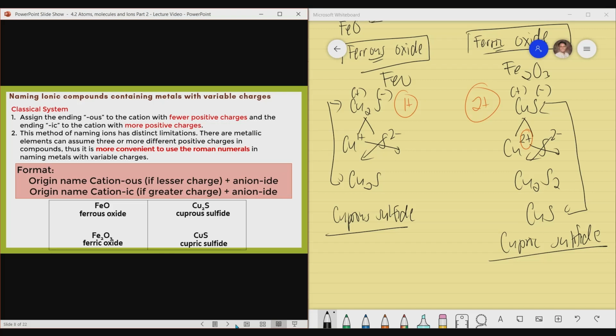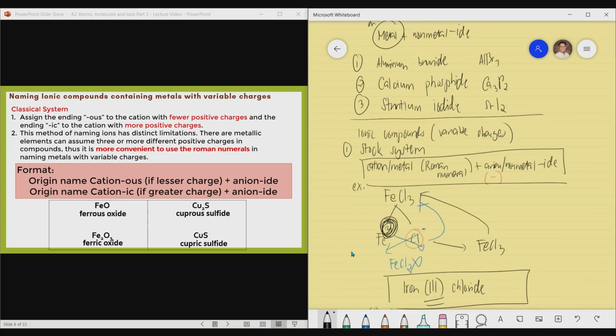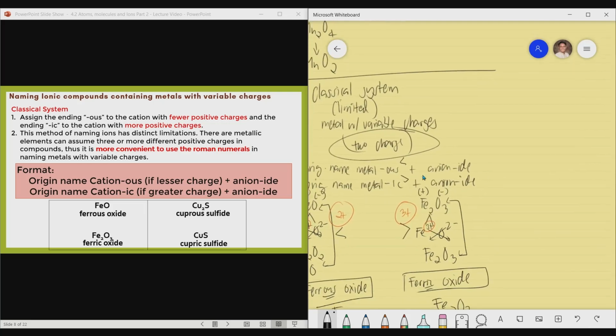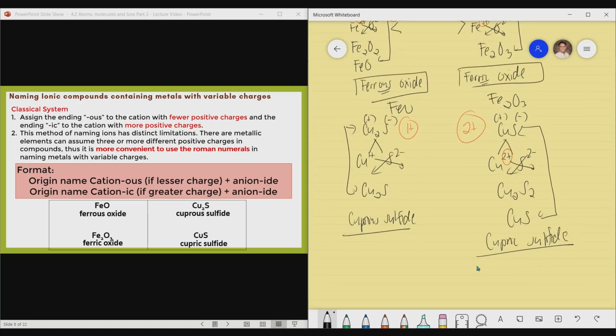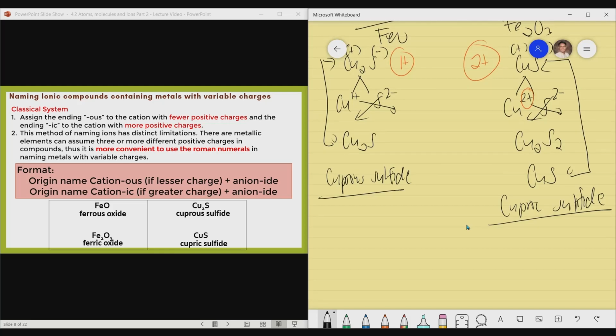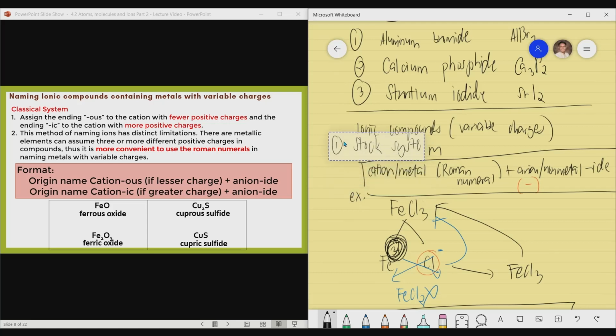So this will be the final answer for the particular substances. Okay? So hopefully things are clear on how we name. Again, we are just in naming ionic compounds with variable charges. So pag may nakita po kayong metal o cation na may mga variable charges, pili po kayo sa dalawa, stock system or classical. Pero just a recommendation, I really recommend to use stock system.